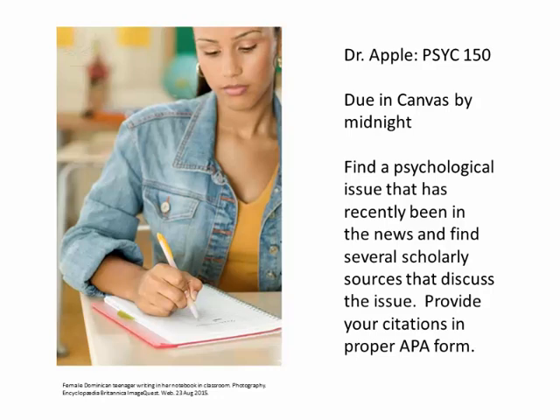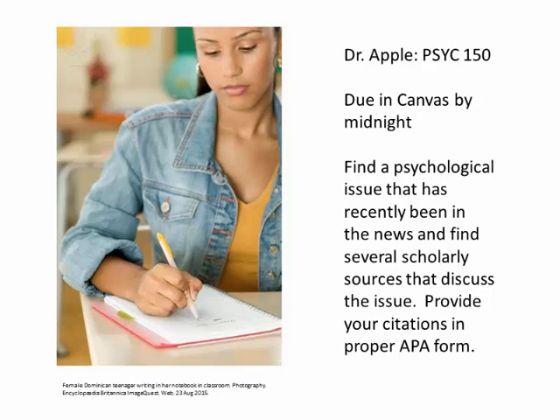Figuring out what information you need can be easy, like when you're asked to write an essay about a reading assigned in class. The information need is built in, you just have to carefully analyze the assigned reading. Easy. But in other classes or coursework, it might look like this: Find a psychological issue that has recently been in the news and find several scholarly sources that discuss the issue. Provide your citations in proper APA form.